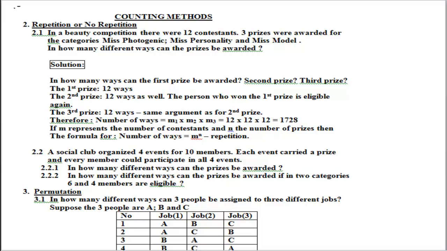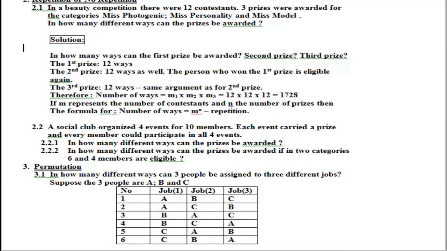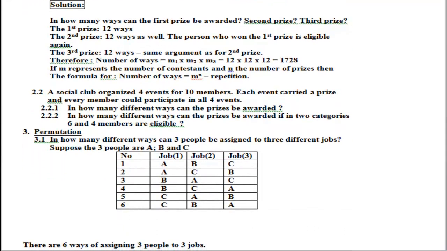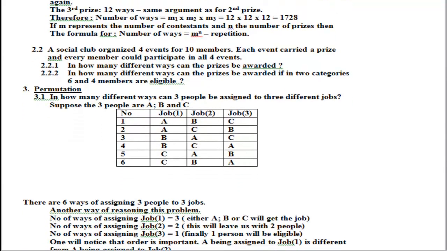Now, if you look at the next one, which is called permutation, in how many different ways can 3 people be assigned to 3 different jobs? Suppose the 3 people are A, B, and C, and we have job 1, job 2, job 3. If you look at all possibilities, there's 6 possibilities. The number of ways of assigning job 1 is 3 ways. Either A, B, or C will get the job.